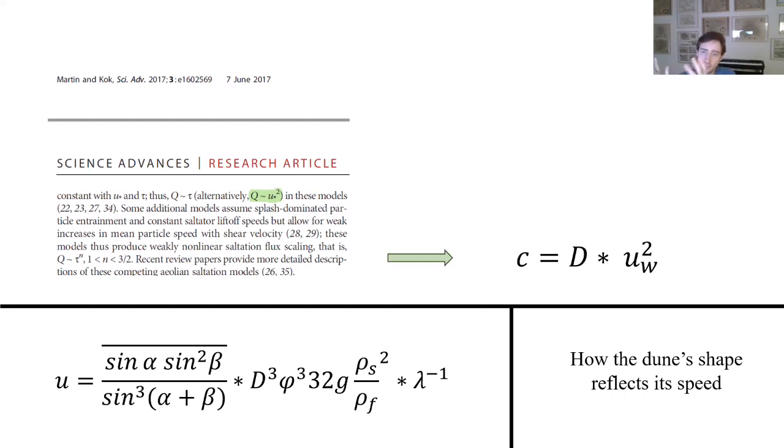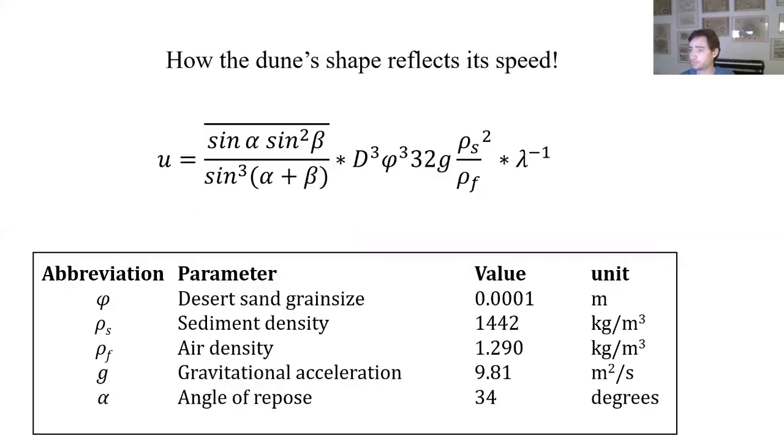By estimating, simplistically, that we can replace C, the speed of sediment, with the wind speed squared multiplied by some constant, we can use the previous equations to develop our final magic trick super equation, where we can link the shape and the size of the dune directly and universally to its speed, right? And that equation is shown on the bottom left here.